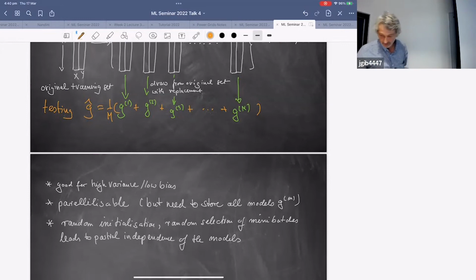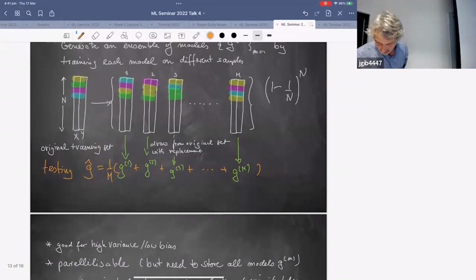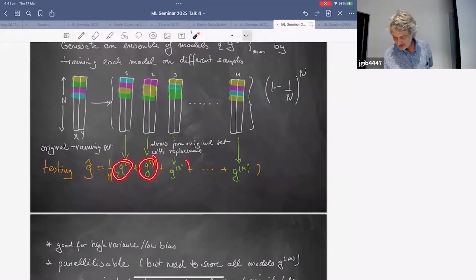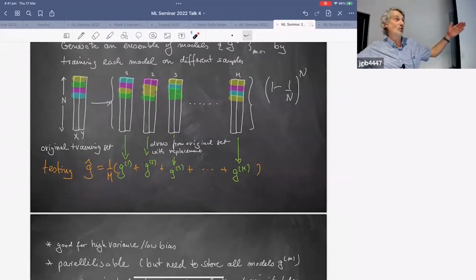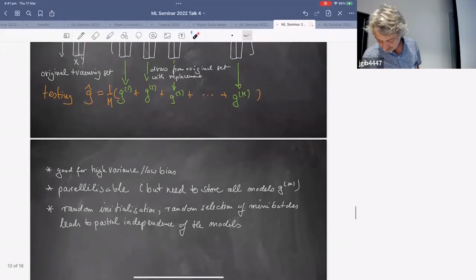It's parallelizable, so each of those models is trained independently. Okay, so that's fine. But you pay the price that you have to store these networks. And if you take more and more and more, this might be too expensive.